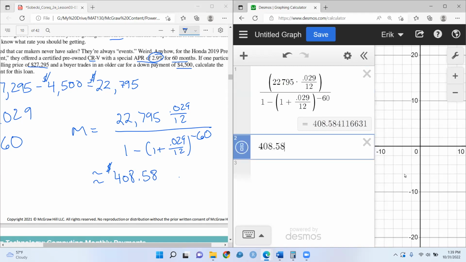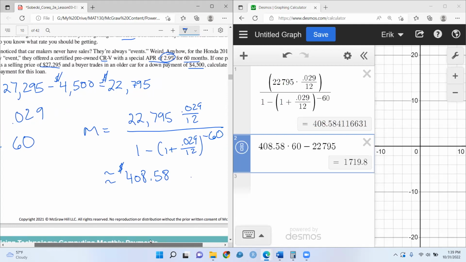Now, if I want the total cost of the installment part, I would just take that and multiply it by 60, and we're paying $24,514.80 for this car. If I subtract from that the amount we borrowed, there's the finance charge, an extra $1,700. Really not too bad. How are we doing? Does everyone feel happy?